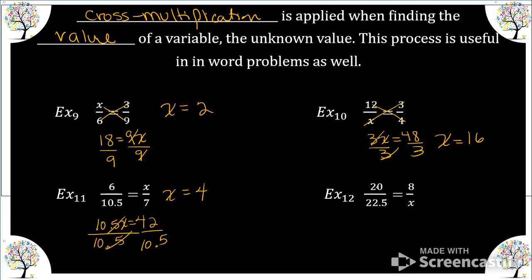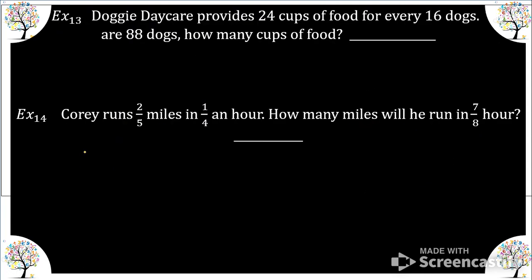Number 12, we're going to cross multiply 20x, 8 times 22.5, 180. Isolate x. X equals 9. That will make this proportion true. Let's look at some more problems.